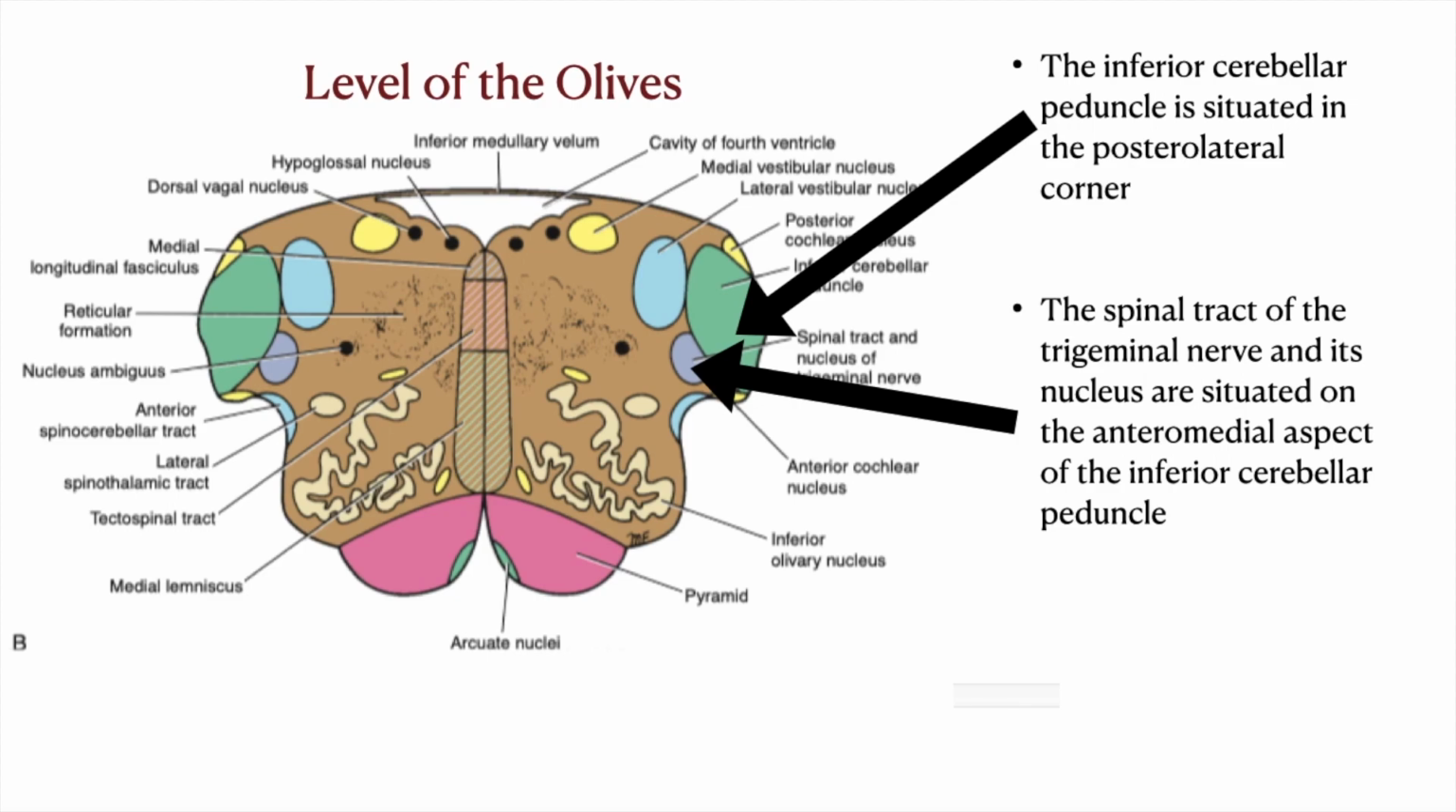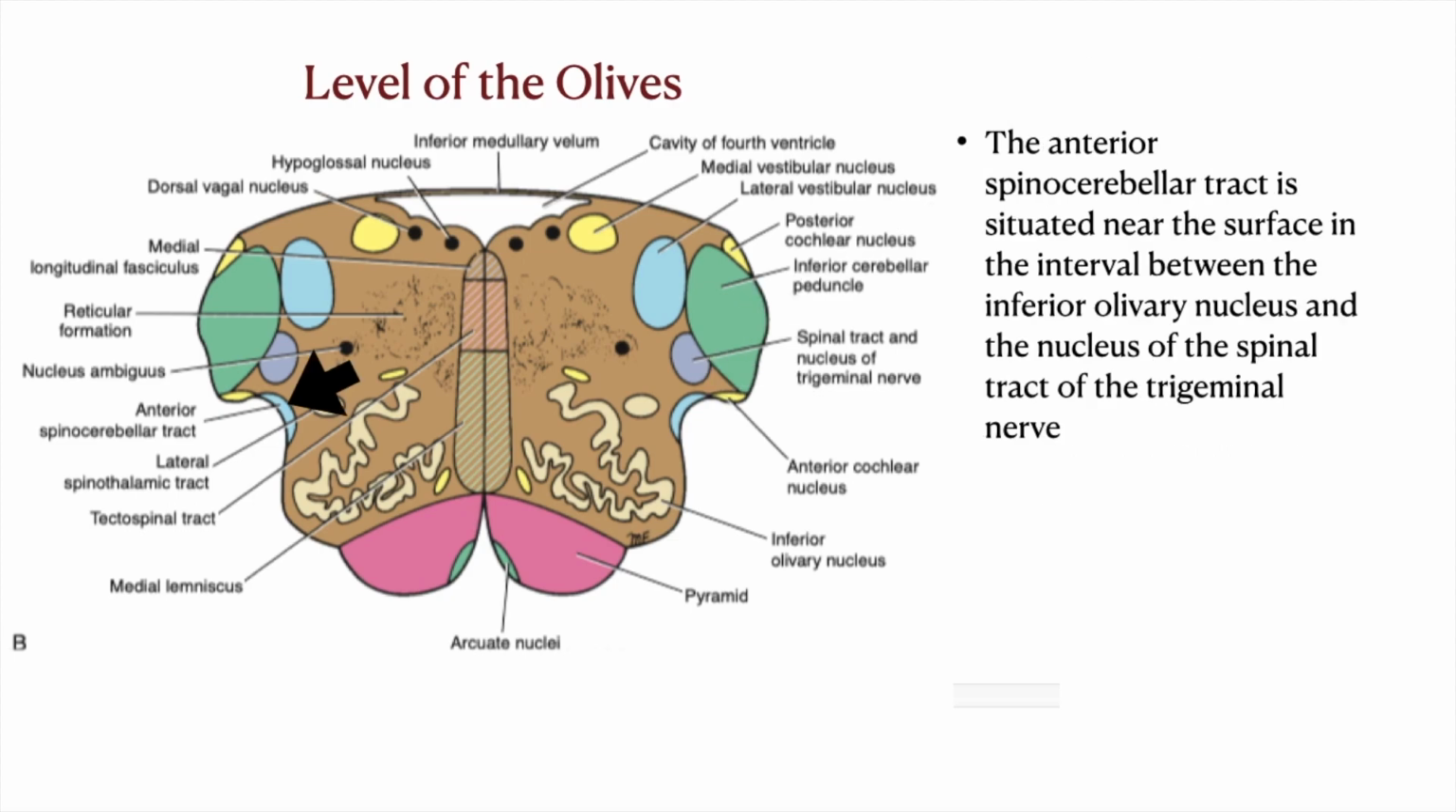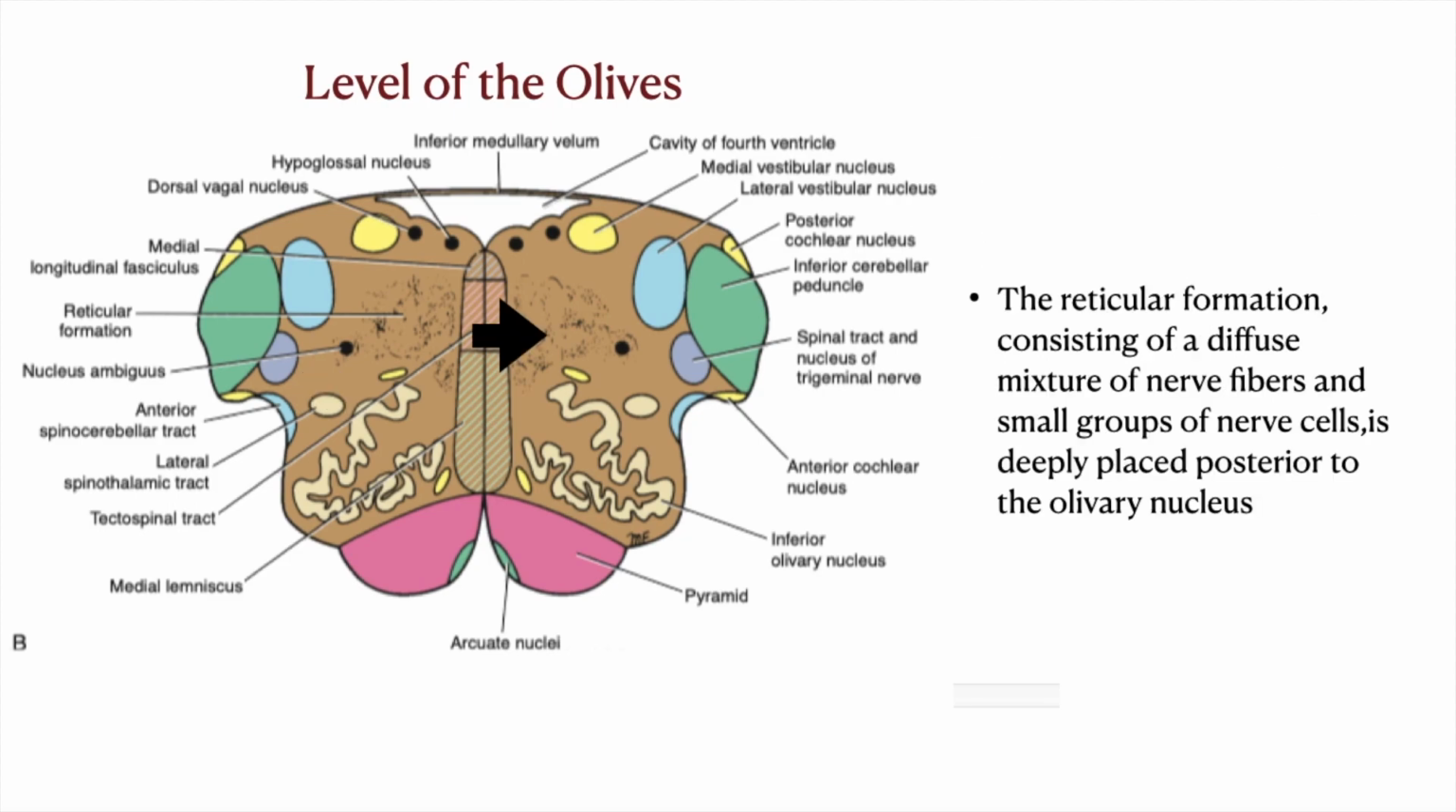The inferior cerebellar peduncle is situated in the posterolateral corner, and anterior to it you find the spinal tract of the trigeminal nerve and its nucleus. The anterior spinocerebellar tract is situated near the surface in the interval between the inferior olivary nucleus and the nucleus of the spinal tract of the trigeminal nerve. The reticular formation consists of a diffuse mixture of nerve fibers and nerve cells and is deeply placed posterior to the olivary nucleus.